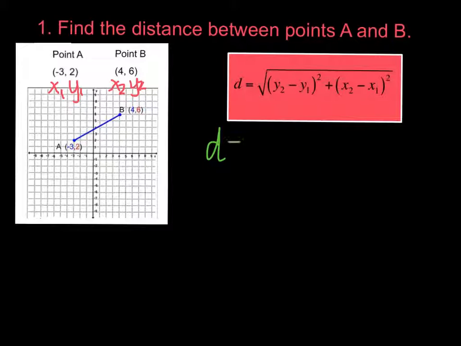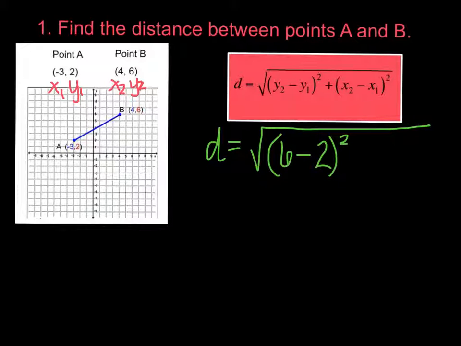So we have D equals the square root of, what was y2? Well, look at it. We labeled it. It was 6, minus, what was y1? It was 2. And then whatever we get there, we're going to square it. So right now we're just plugging everything in. Now we need to find x2, which is 4, minus x1, which is -3, squared.